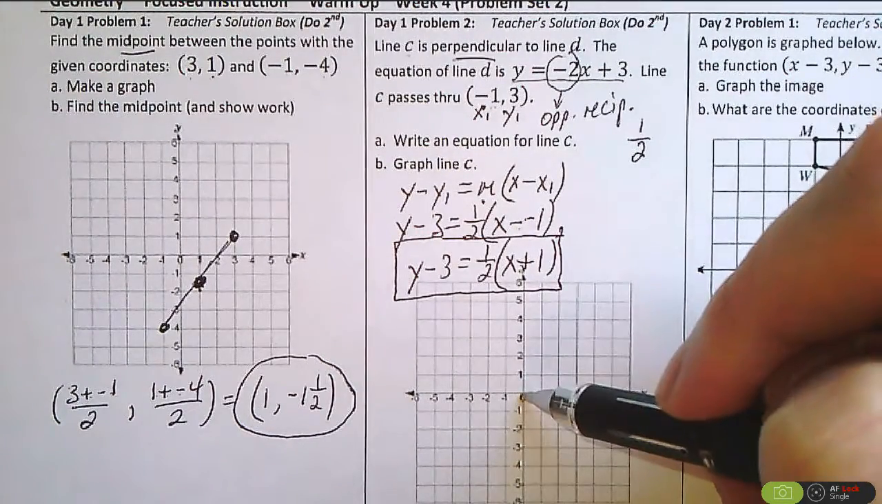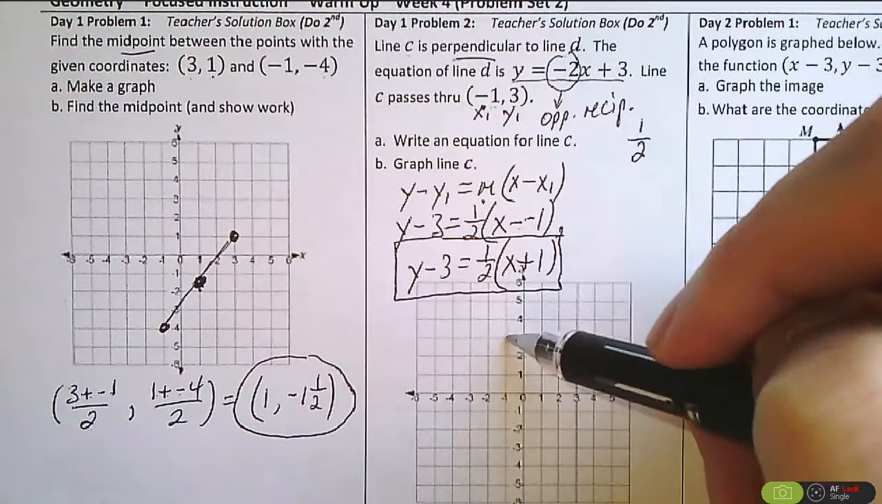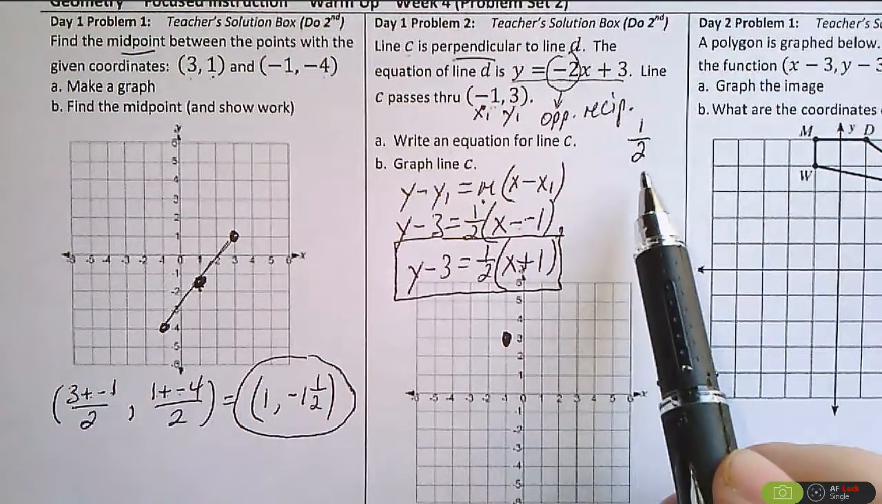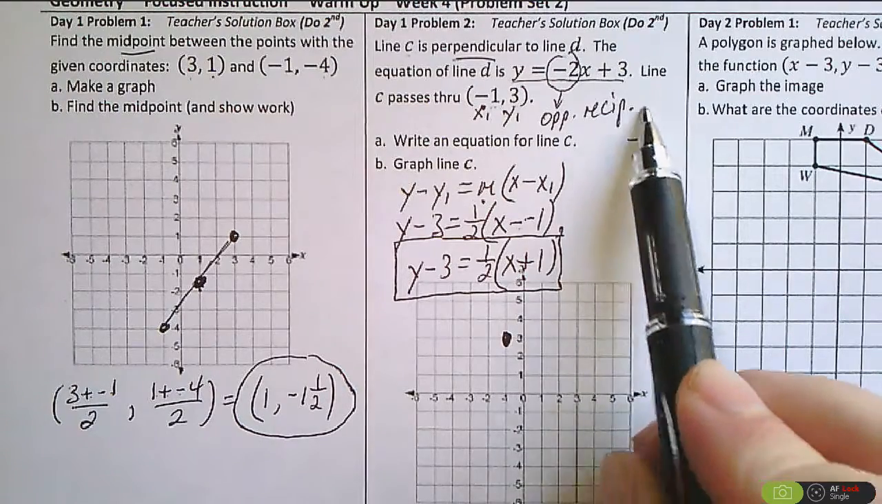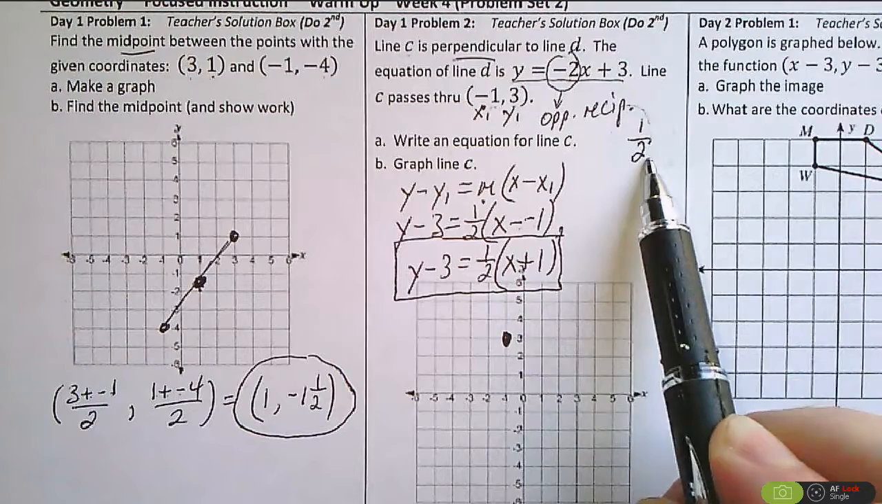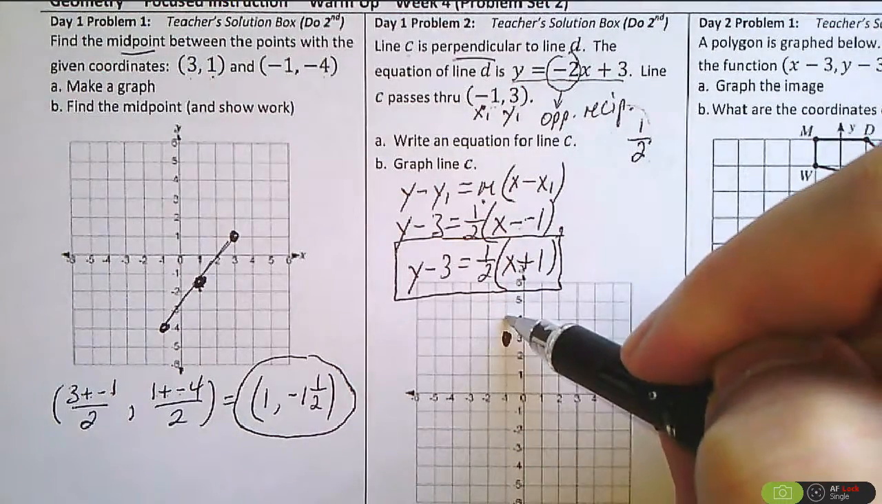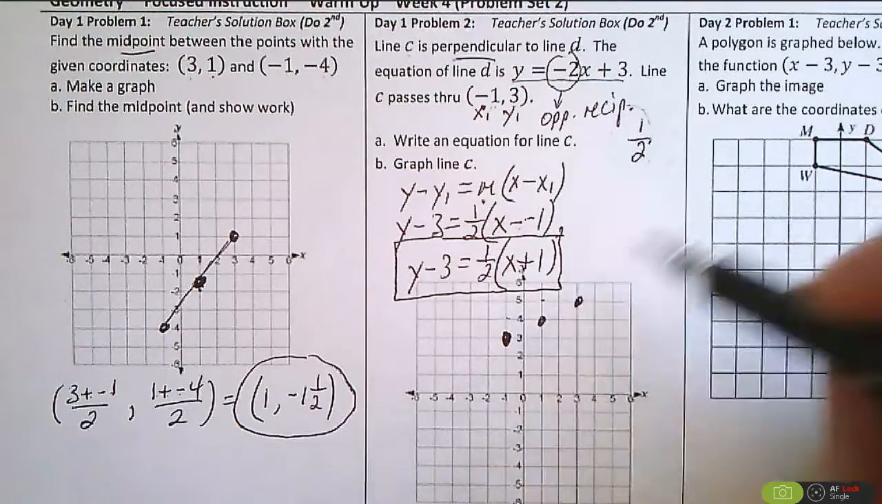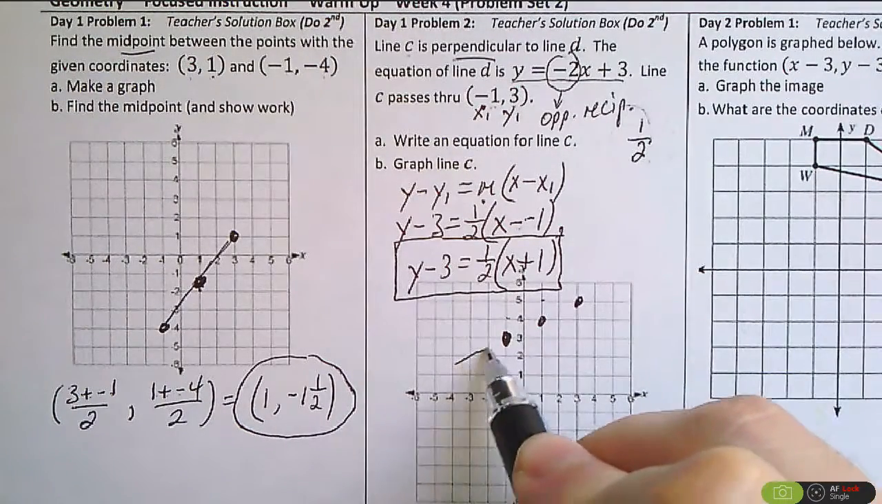So here's the origin, -1, 3, right there. The slope of line C is 1/2. Rise 1, run 2. So up 1, right 2. Up 1, right 2. Here is line C.